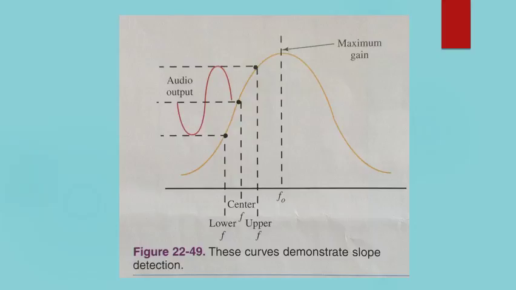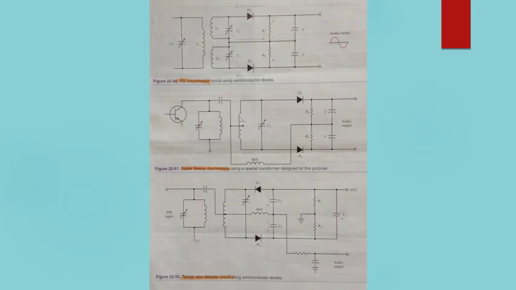The frequency of the audio output depends on the rates of FM signal frequency change. Discriminator. The discriminator in the FM receiver takes the place of the detector in the AM receiver. It turns the frequency variations of the incoming wave into an audio signal.